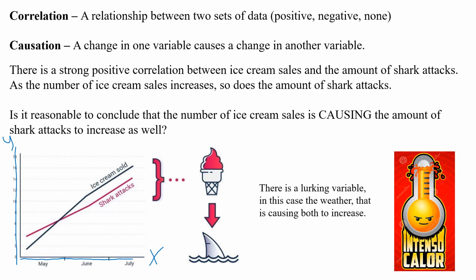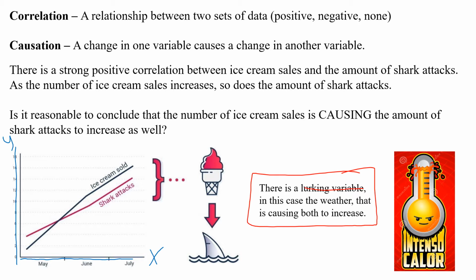So there's something else that's causing both of those to increase, and that is what we refer to as a lurking variable. Lurking just means there's a variable that's hiding in the background, something that's not mentioned in the graph, but that is making both of those increase. So in this case, it's the weather.